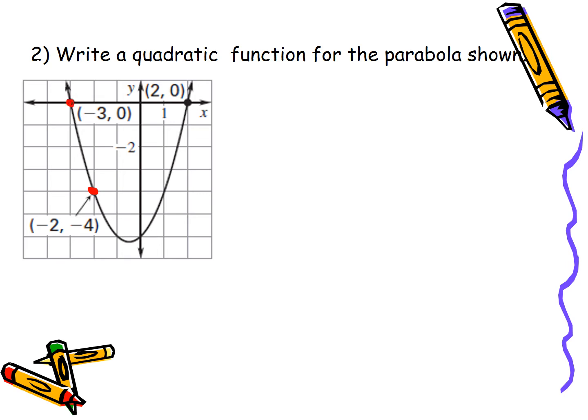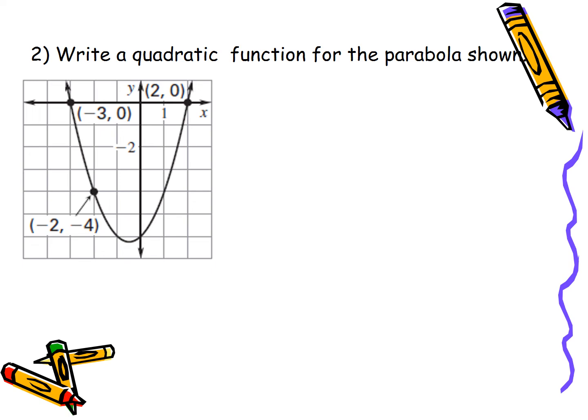And then they also give me this x-intercept and this x-intercept as ordered pairs. So because they gave me the x-intercepts and I don't know the vertex, and it's hard to tell what that vertex is down here, we're actually going to use the intercept form. So we should have written that down on the top of our foldable.